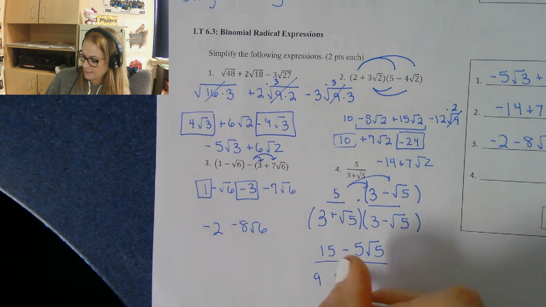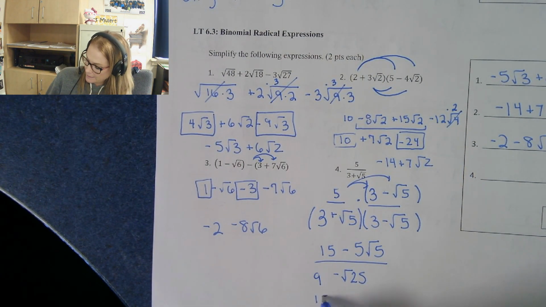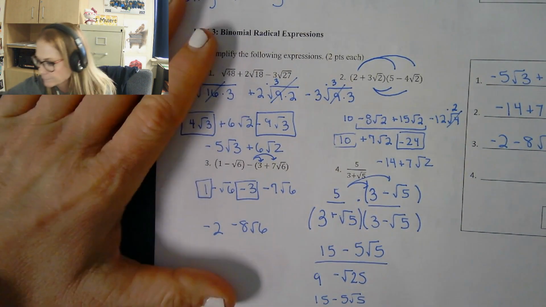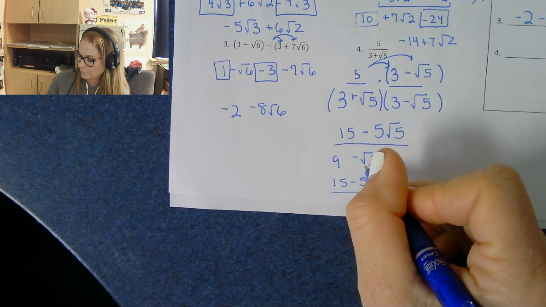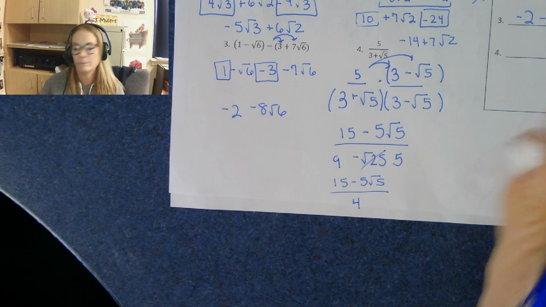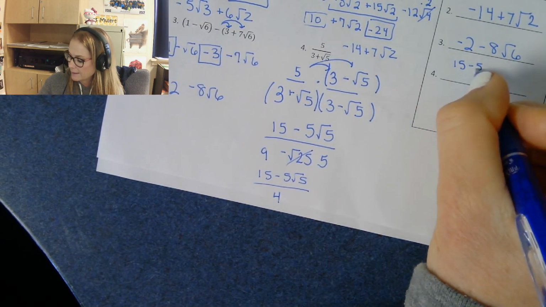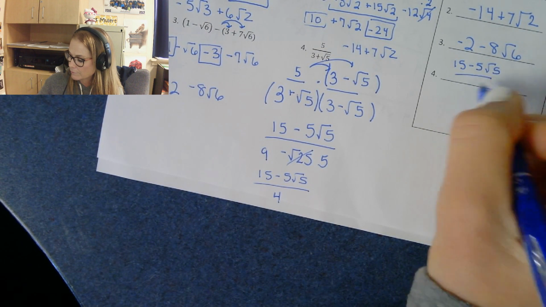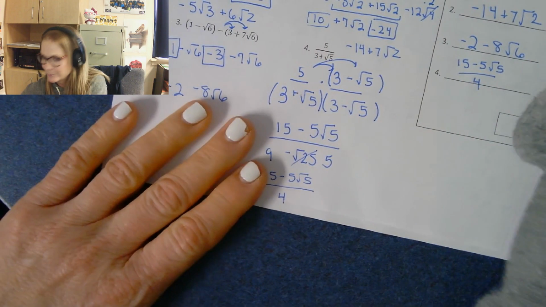And so this is going to be negative root 25. Okay? And so that is just 15 minus 5 root 5. And this is just 9 minus 5. Okay, so root 25 is just equal to 5. So that's just 4. All right. So we get 15 minus 5 root 5 over 4. All right, so that is LTQ number 3. Let's look at number 4.